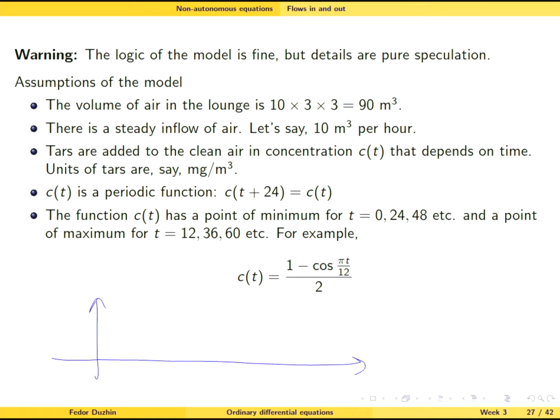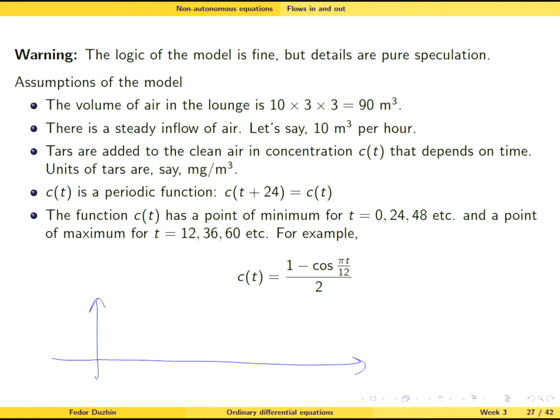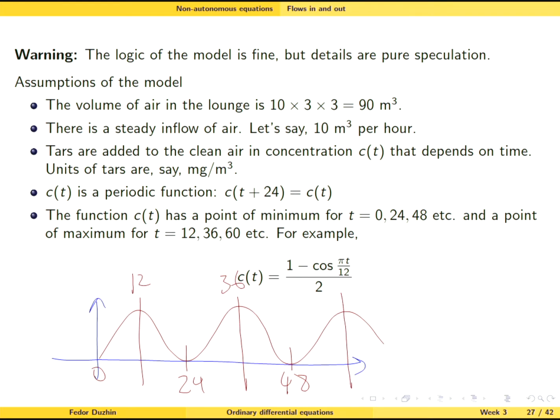So the graph of the function C of t looks like this. So this is 0, 24, 48, and so on. This is 12, 36, 60, and so on.